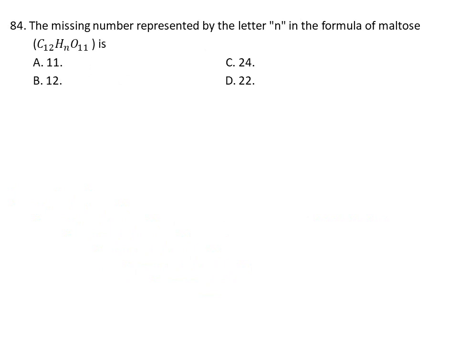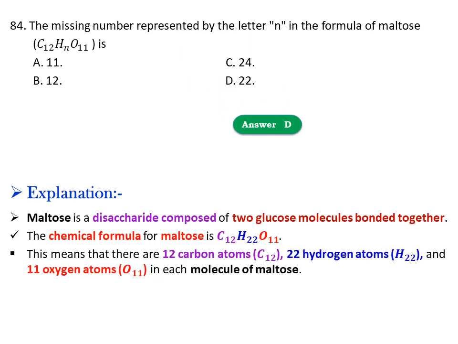Question number 84. The missing number represented by the letter N in the formula of maltose, C12HNO11, is? So that should be D, 22. Maltose is a disaccharide composed of two glucose molecules bonded together. The chemical formula for maltose is carbon 12, hydrogen 22, oxygen 11. This means that there are 12 carbons, 22 hydrogens, and 11 oxygens in each molecule of maltose.